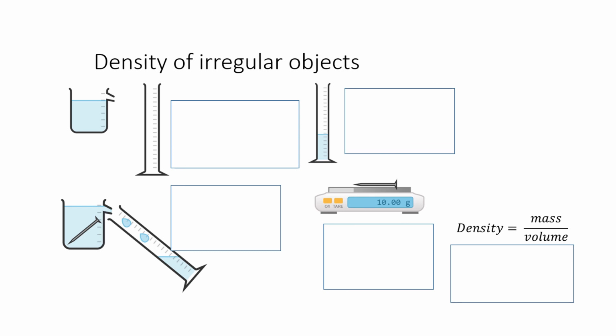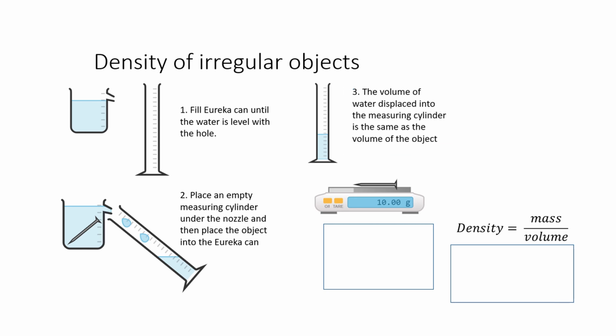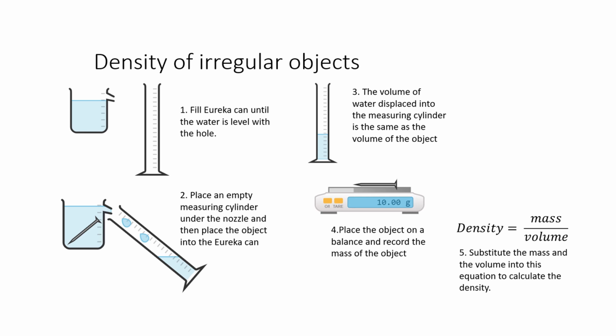Okay, so let's check now. First, we're going to fill that Eureka can until the water is level with the hull. Then place an empty measuring cylinder under the nozzle and place the object into the can so that then the volume of water displaced into that measuring cylinder is the same as the volume of the object. Then we can measure the mass of the object using a balance and substitute those numbers into the equation to calculate the density.